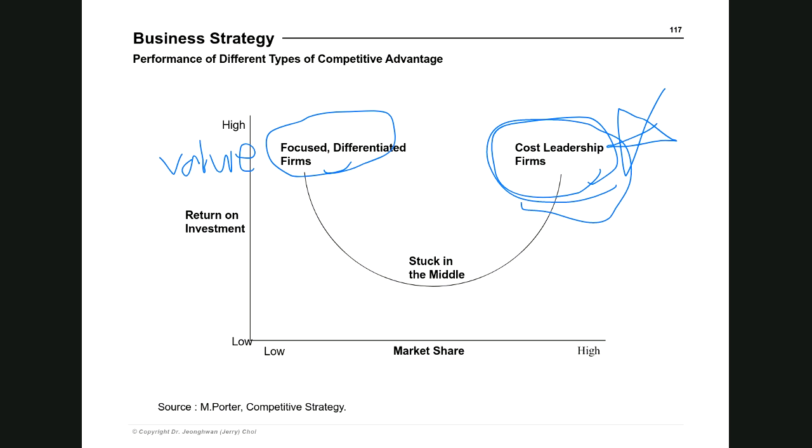Walmart. Walmart's motto: everyday lower price. Absolutely. People love to buy a cheaper price, cheaper product with acceptable quality. Taobao, everything.